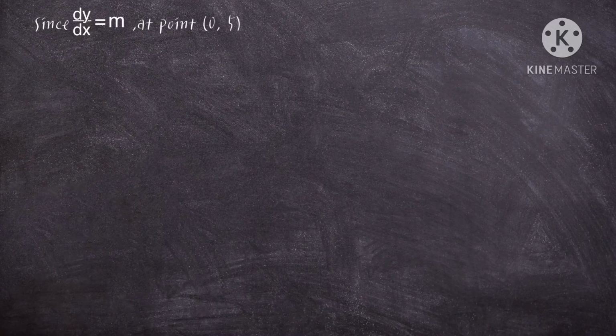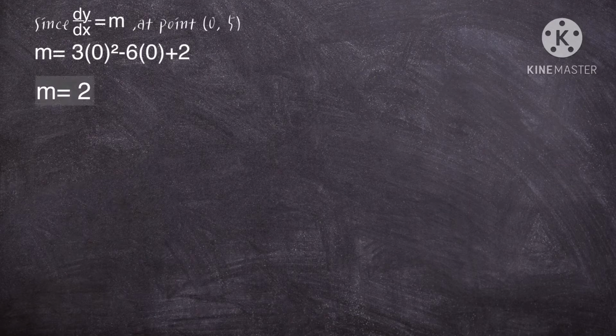In finding the slope, you will choose any point in the graph of your function. Here, I chose the point (0, 5). Since dy over dx is equal to m, which is the slope at the point (0, 5), m is equal to the first derivative of the function. We substitute the x value, which is 0. Therefore, our slope is 2.